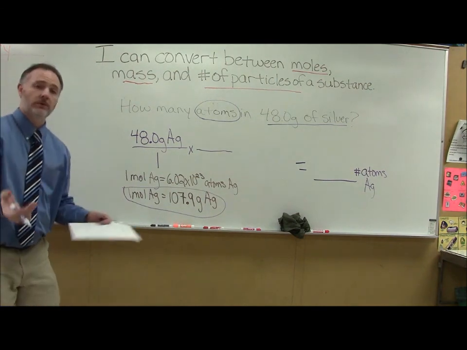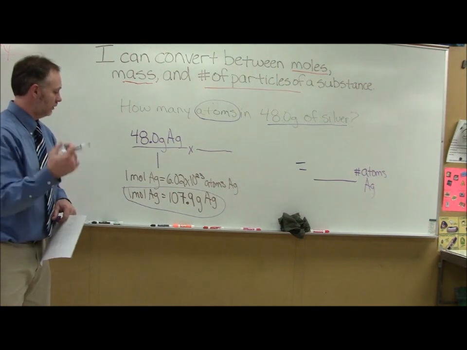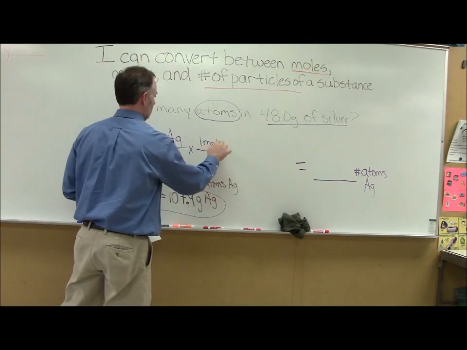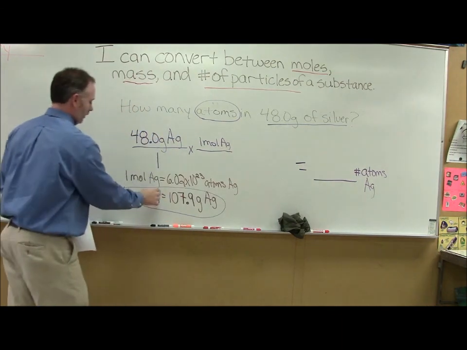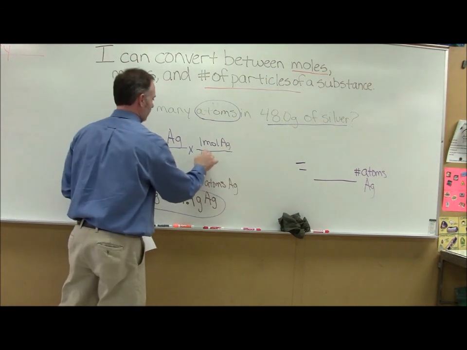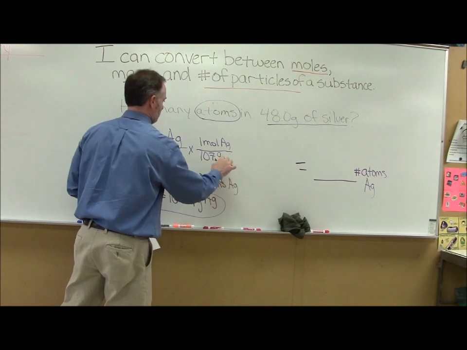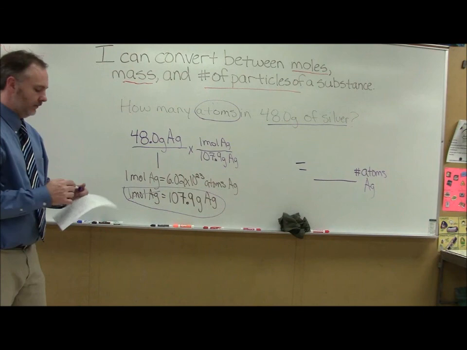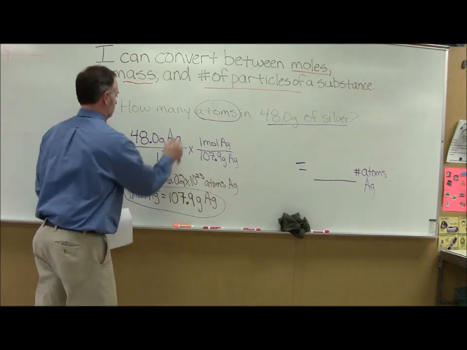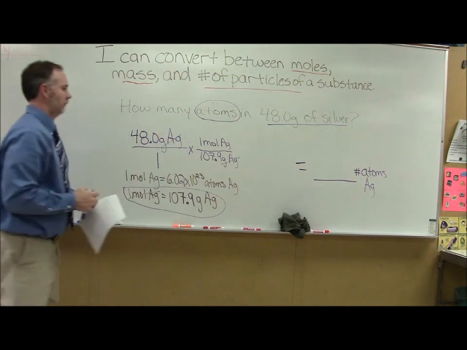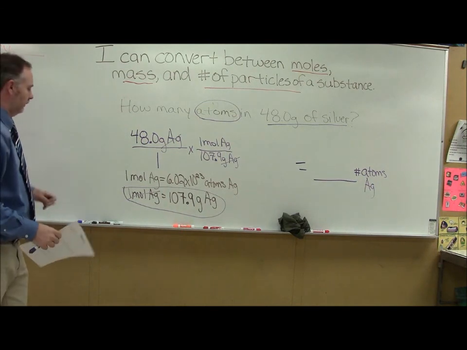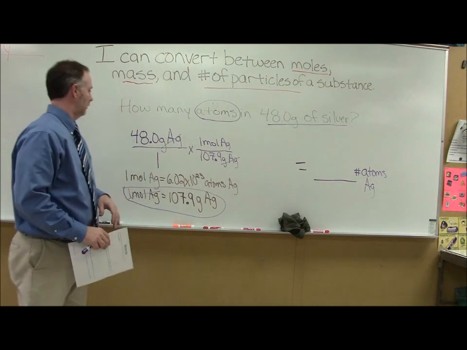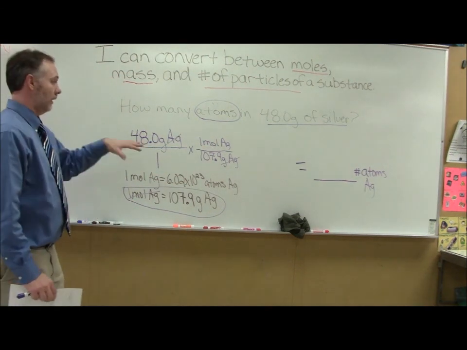I always ask you, what goes on top, what goes on the bottom? I'm sure some of you can already get started on this. 1 mole of Ag. This side here goes on top, and the other side goes on the bottom. Because the whole point is we've got to cancel out grams of silver. So if I stopped here, my units are how many moles of silver are in this many grams. And I don't want that as my final answer.